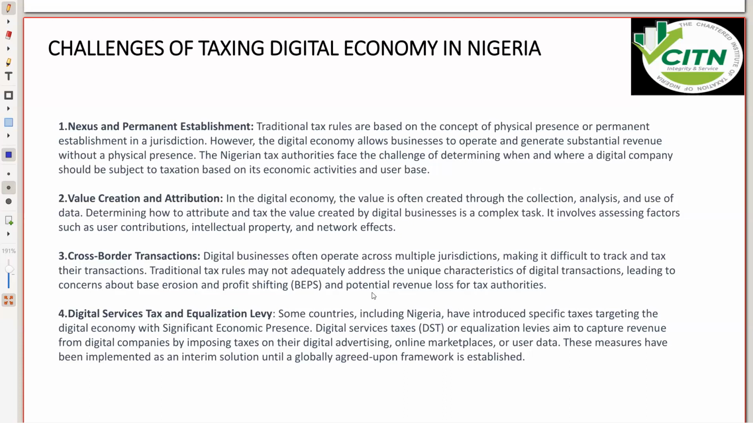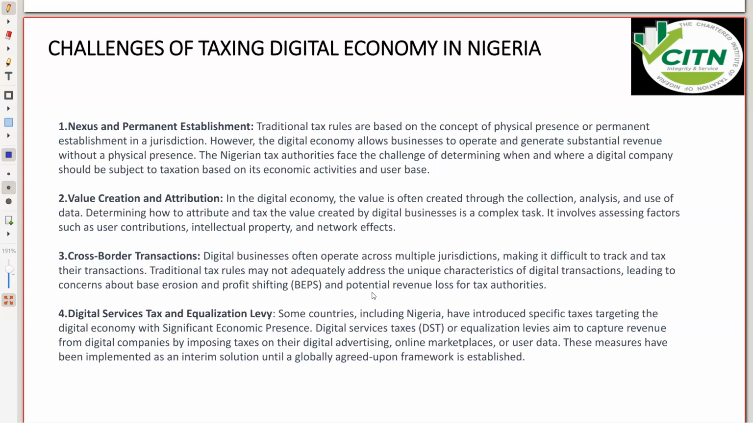The third one is the fact that these transactions are cross-border. So most digital businesses operate cross-border, with multiple transactions across multiple jurisdictions. So this makes it difficult for you to track and tax their transactions. So you have an account where what goes into the account is income from everywhere. So you have earnings from Nigeria, South Africa, Ghana, Togo, going into that same source. So being able to track specific transactions for your own country becomes difficult.